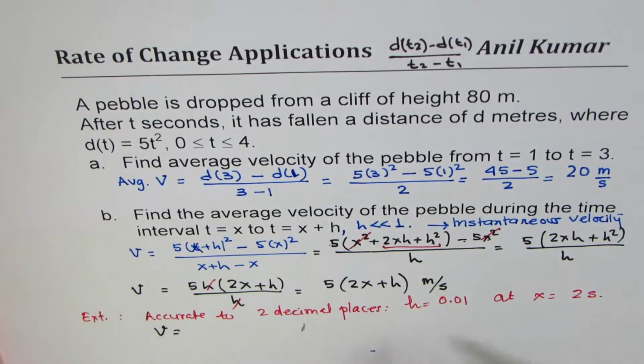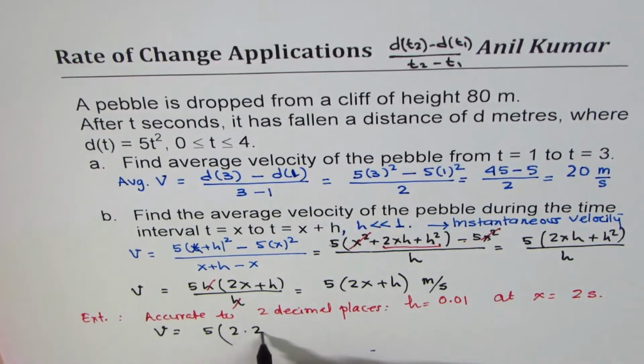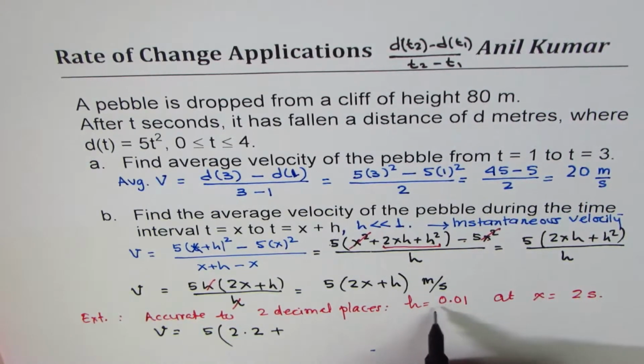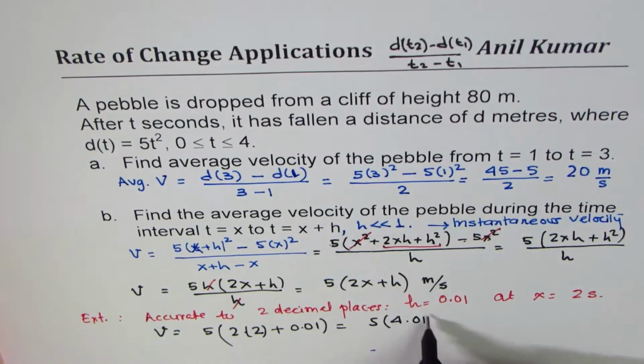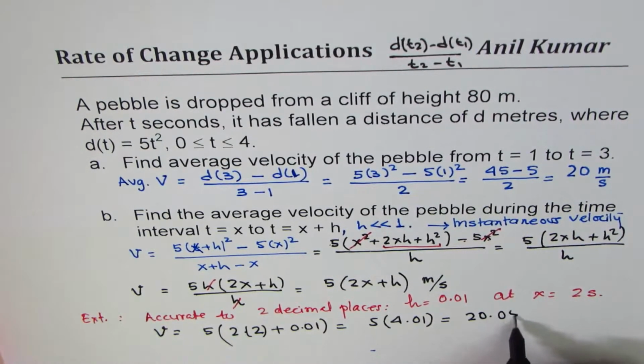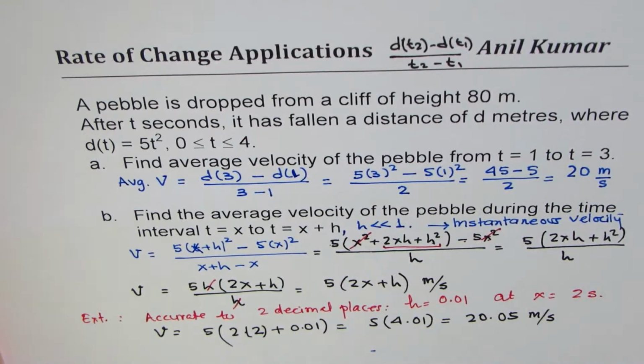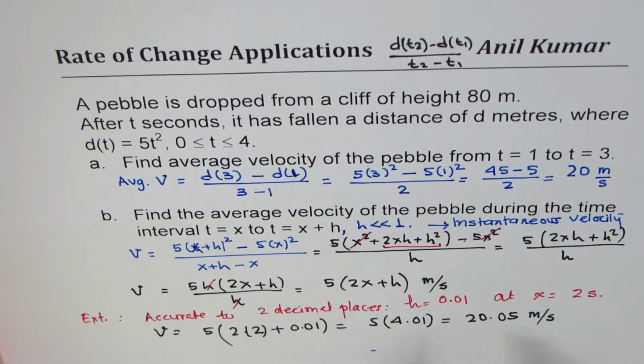So the velocity could be now written as 5 times, x is 2 for us. So we'll write 2 times 2, right? Plus, when we say 2 decimal places, we write h as 0.01. Is it okay? So what we get here is 2 times 2. Is it okay? So we get 5 times 4.01. And now when you multiply this, you get 20.05 meters per second. So that becomes the velocity at t equals 2, right?